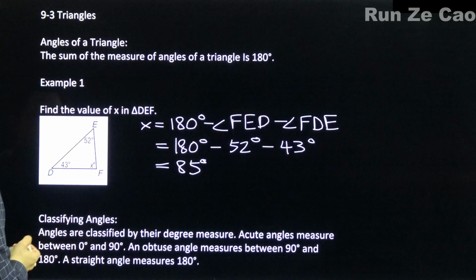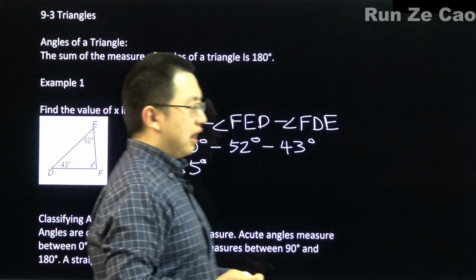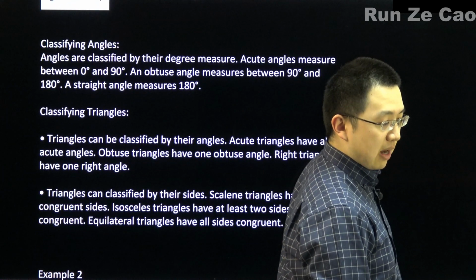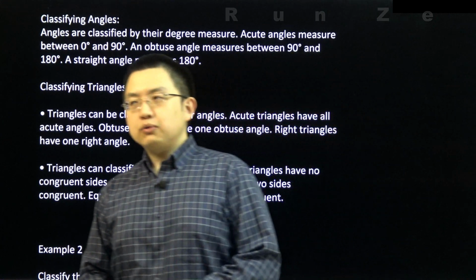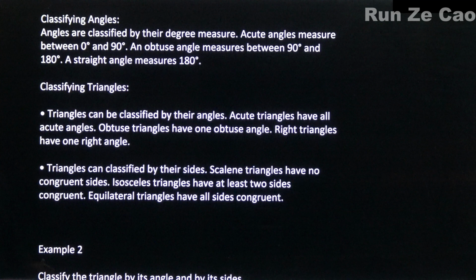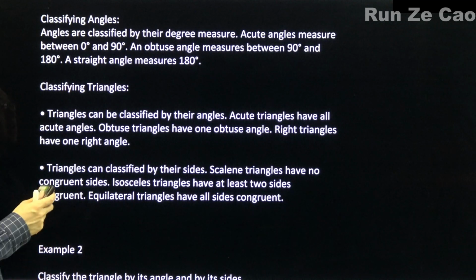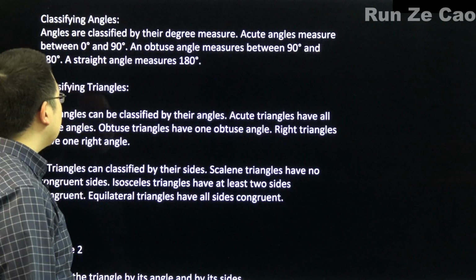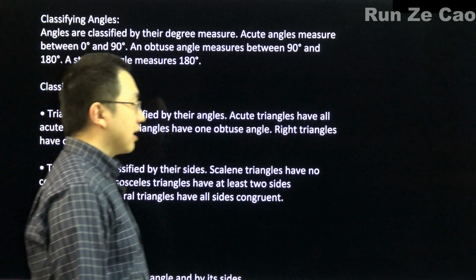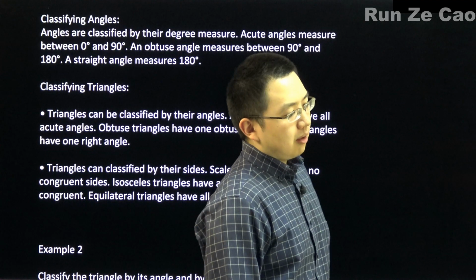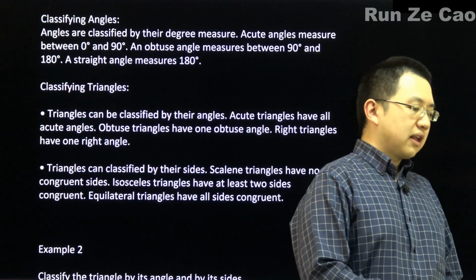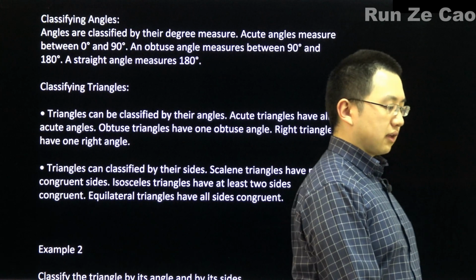Now, if we classify angles, you probably remember this from previous grades. An angle between 0 degrees and 90 degrees is called acute. An obtuse angle is between 90 and 180 degrees. A right angle is 90 degrees. A straight angle measures 180 degrees. And a reflex angle is beyond that, all the way to 360.